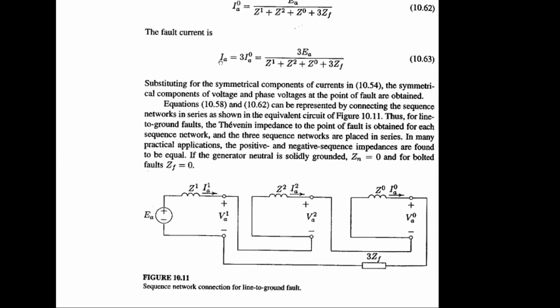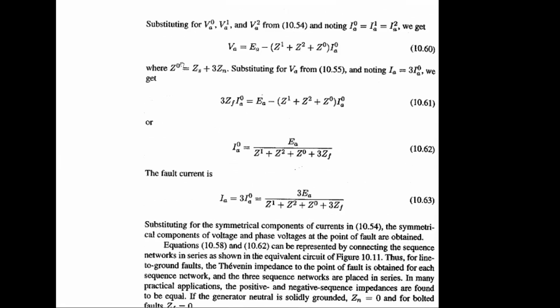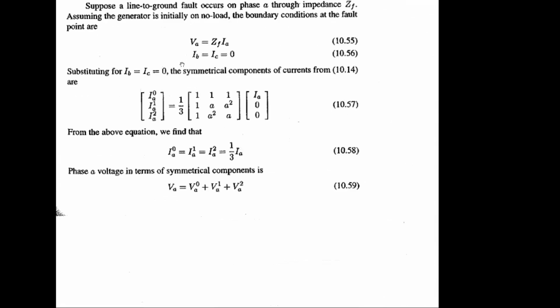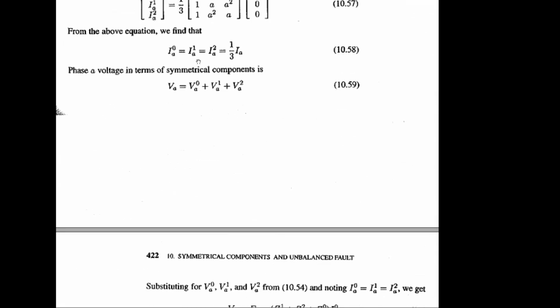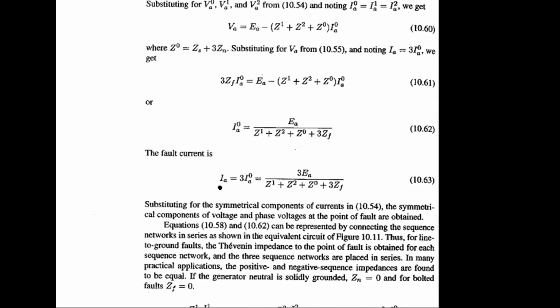I thought IC was zero. Which one is zero? IC and IB for single line. Single line IB and IC is zero, right? Yes, IB, but the fault current was IC. For fault current it is IA. Oh, IA. Not IC. Only IA. Okay.